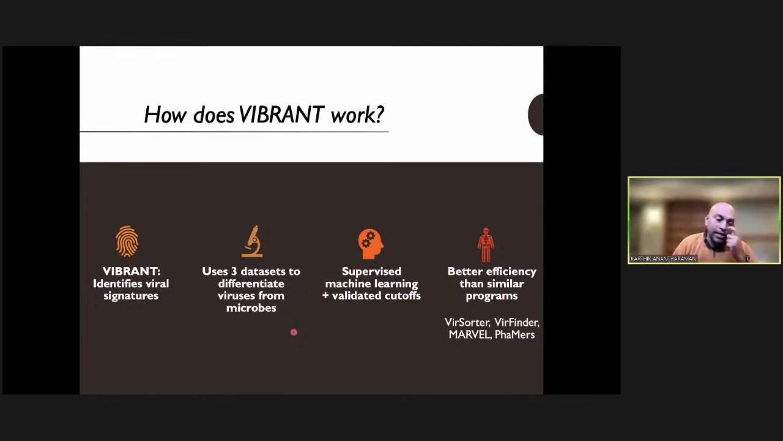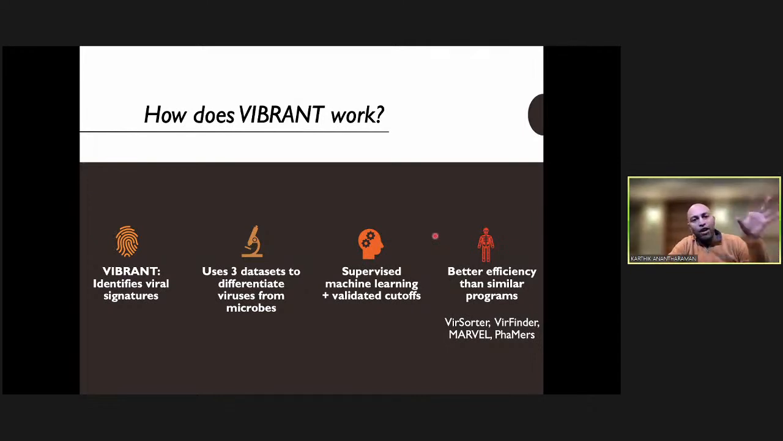Essentially, what it's doing is it identifies the proteins present on different sequences and then tries to identify whether those proteins are likely to belong to a bacterium or a virus. So there are some statistical analyses over here. The model itself is a supervised machine learning model, and we have validated cutoffs. This model is the reason that Vibrant can achieve better efficiency than a lot of similar programs.